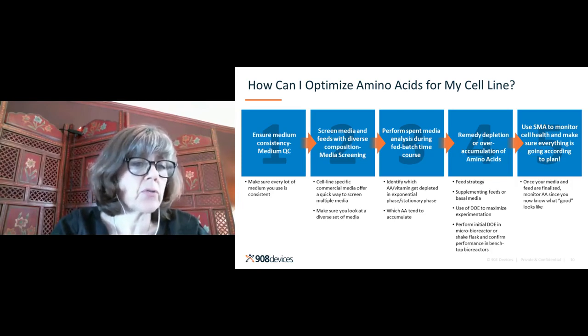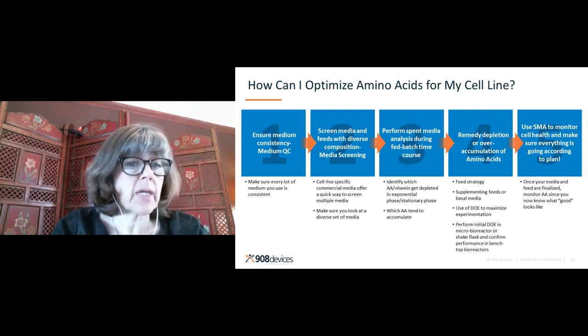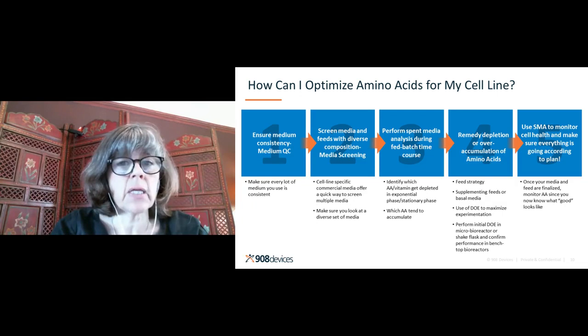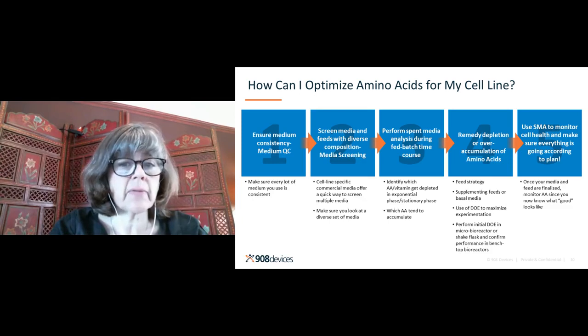And you may want to make sure that you're testing media that offer a diverse set of nutrients. You want to perform spent medium analysis during your fed batch time course so you can identify the key components that get depleted or that are overabundant, which can also happen and is not a good thing either. And then you want to remedy depletion or overaccumulation by developing your feed strategy, supplementing feeds or your media, and maybe going into a DOE to maximize your experimentation. And then finally, once you have developed your media and your process, you may want to also use spent medium analysis to monitor cell health and make sure that everything is going according to plan.